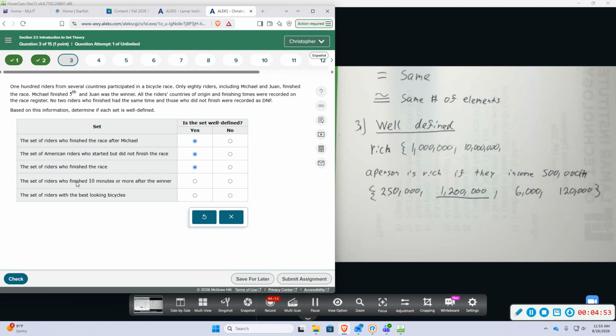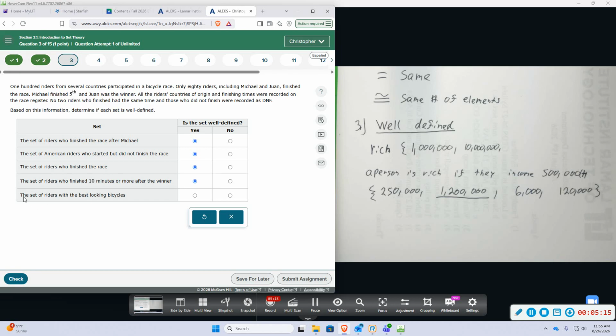The set of riders who finish 10 minutes or more after the winner. Again, only 80 riders finished. We know that one was the winner. His time was recorded, and we can see who was 10 minutes after that. So, yes, that will be well defined.